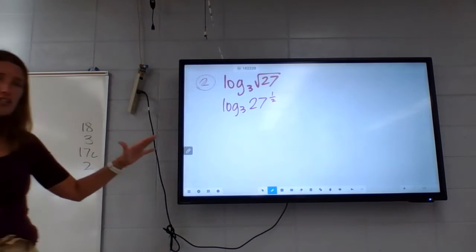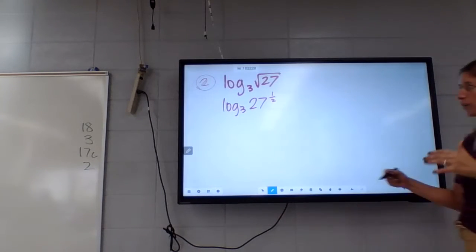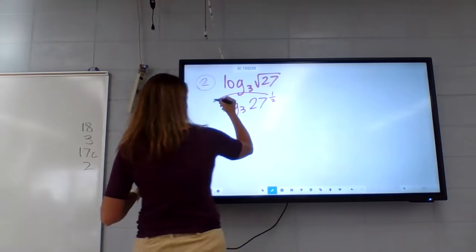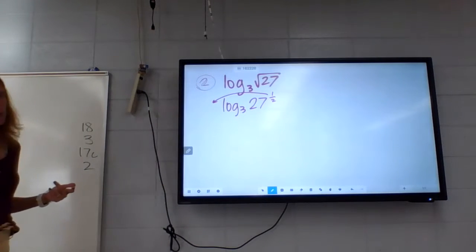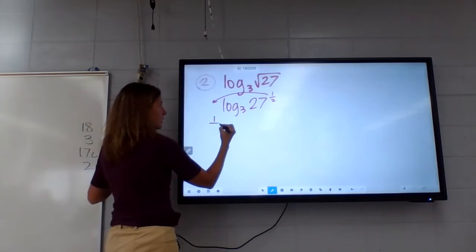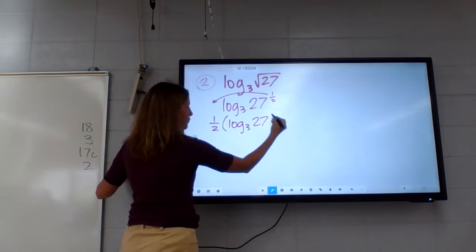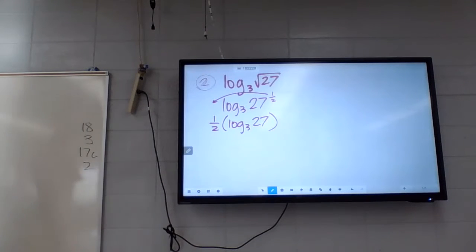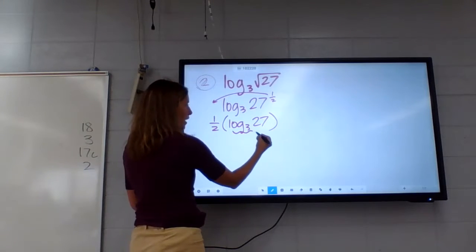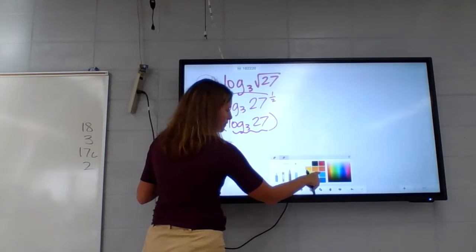Now this is my strategy for it. There are other ways to make this work as well. And those of you who are gone, feel free to follow along and do this with us. This is one of our properties we learned yesterday: we can take that power and drop it down in front. I'm going to put it in parentheses so we can focus on this. The 1/2 drops down in front as a fraction. Now I'm going to figure out what this piece would be.